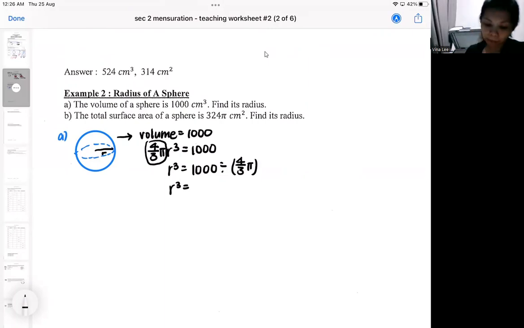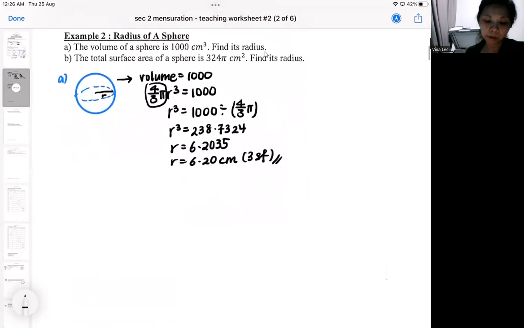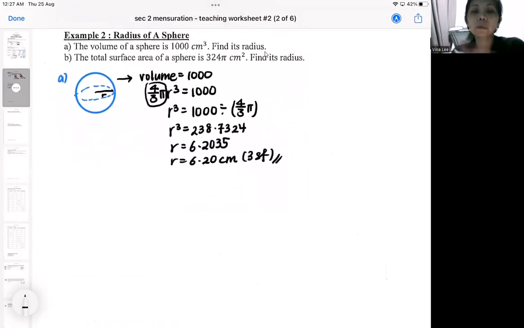Okay, so if you try punching it out, you get this number. So you have to take a cube root. On your calculator, you take a cube root of the answer, you will get 6.2035. So round off to 3SF. Yeah, that's the correct answer. So right now you work backwards based on the volume formula because you are given the volume of the sphere.